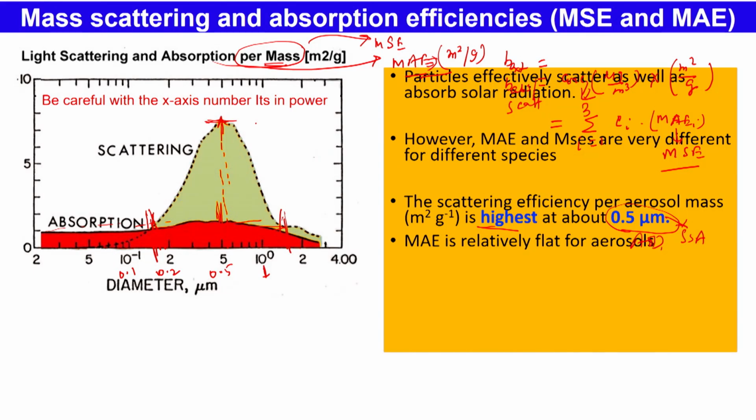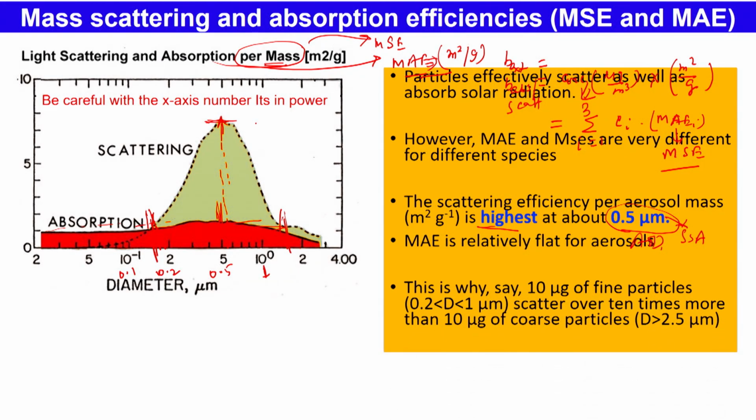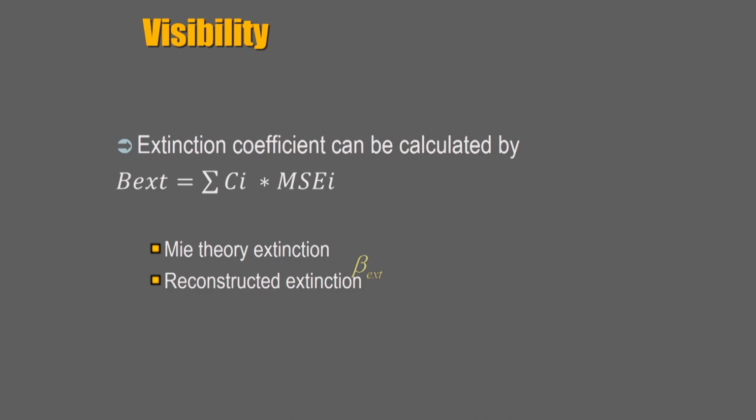And MAE is relatively flat for aerosols, and this is why when you have 10 micrograms of fine particles, so this is the mass of fine particles with diameter between 0.2 and 1 micrometer, this will scatter over 10 times more than 10 micrograms of coarse particles, with diameter more than 2.5. Remember that absorption is dependent on the wavelength, and scattering is dependent on the wavelength.